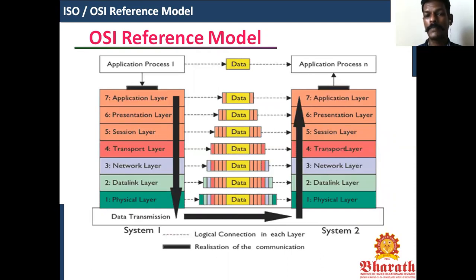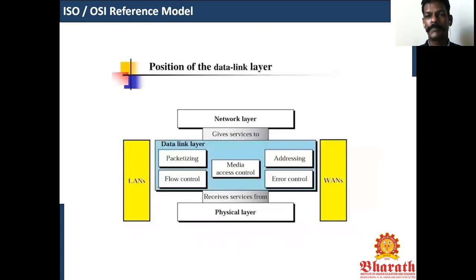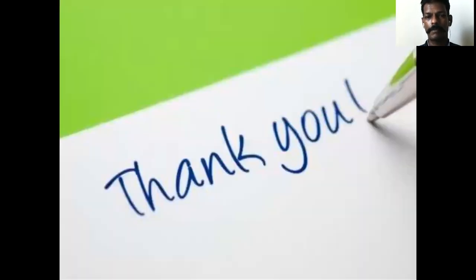In the OSI model, we studied 7 different layers. Each layer has a specific function in transmitting data from the source machine to the destination machine. The layers run from the lower layer to the upper layer: the lower layer is the physical layer and the upper layer is the application layer. This is the main theme of the OSI model, Open System Interconnection. Thank you very much.